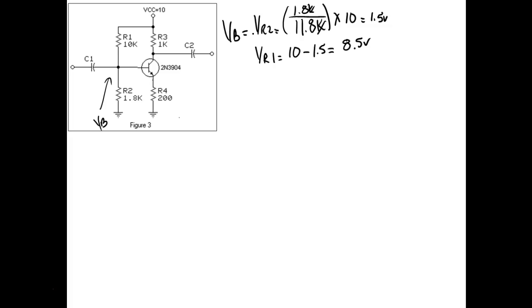Okay, so now we can solve for VR4. VR4 would be equal to 1.5 minus 0.7, which can be 800 millivolts. Are we okay? And then IE, which we're going to assume is equal to IC, even though they're not, would be equal to 800 millivolts divided by 200 ohms.